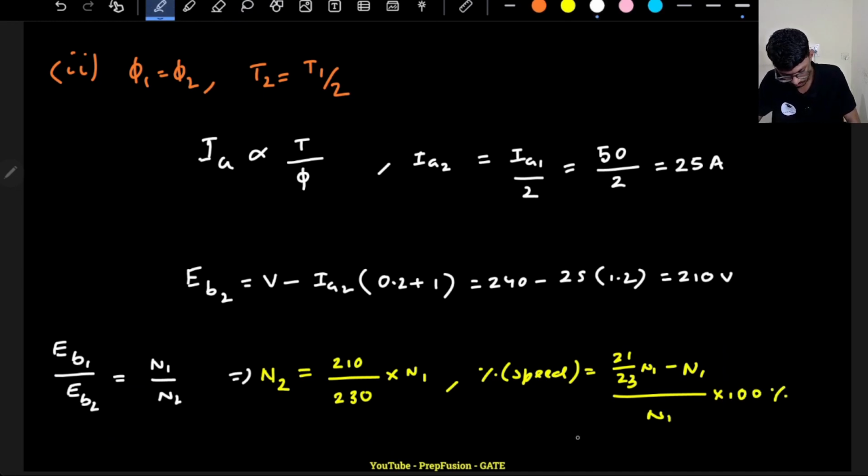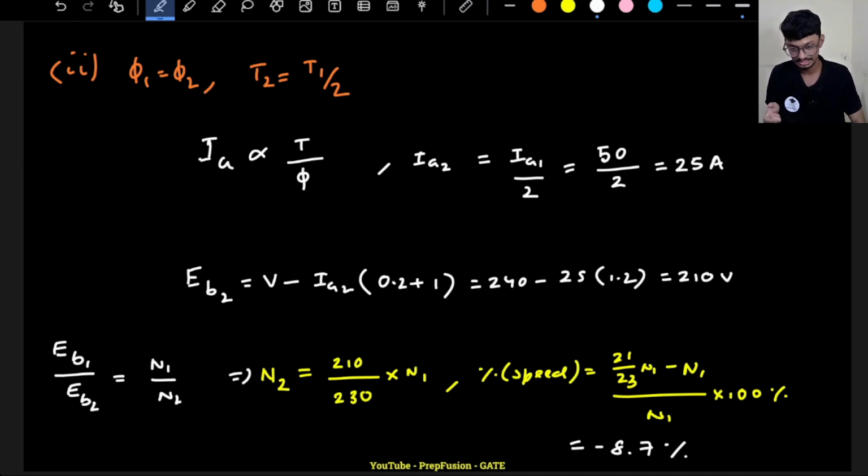So this will be 2 divided by 23 into 100. So now the reduction will be minus 8.7 percentage. This will be the reduction basically, minus 8.7 percentage. This will be the answer of this question.